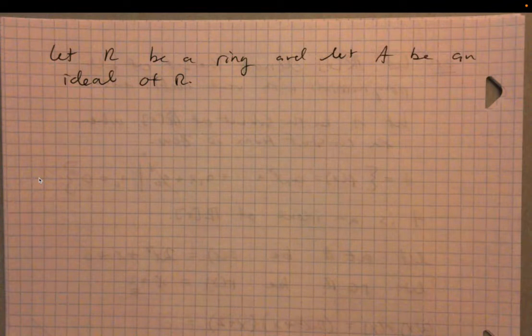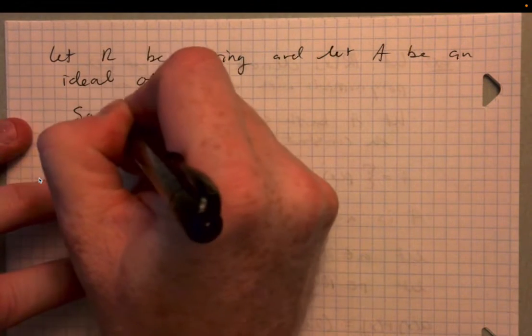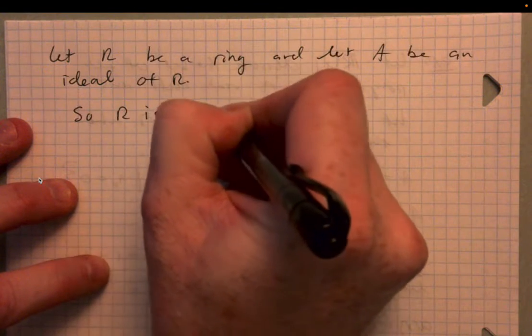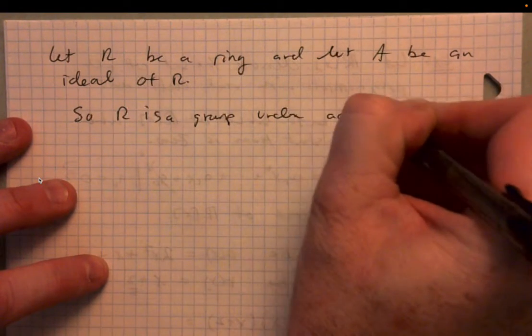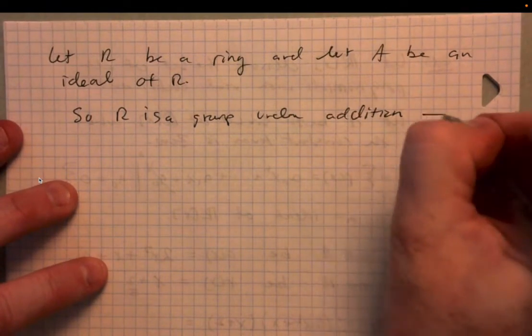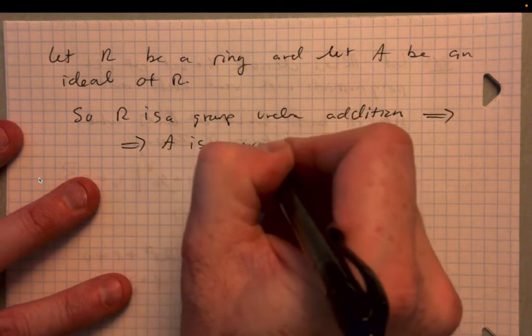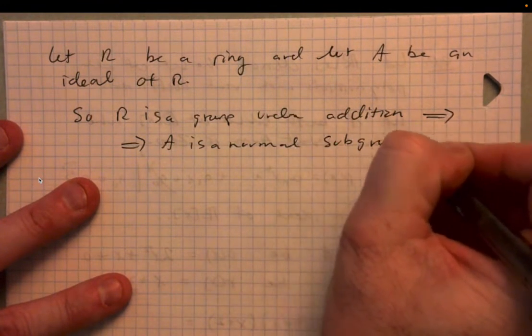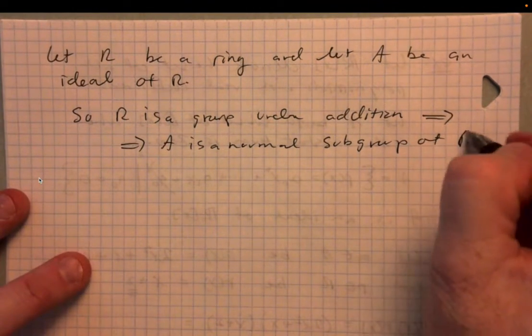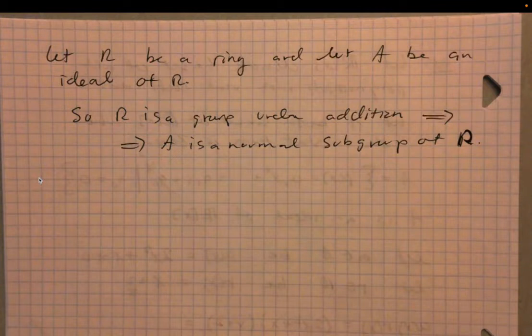Now, we know that R is a ring, so therefore R is a group under addition, and that implies, obviously, that A is a normal subgroup of R. An ideal is basically a normal subgroup that also extends this property to the ring side, to the multiplication side of the thing. So we've got R is a group under addition and A is a normal subgroup of R.